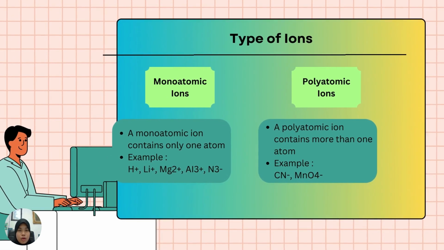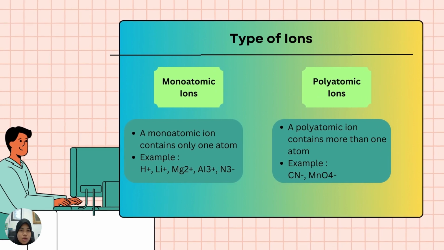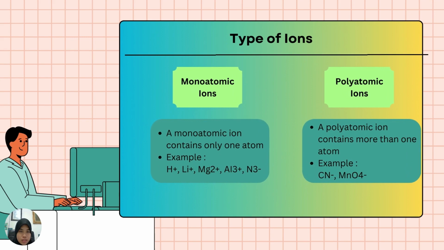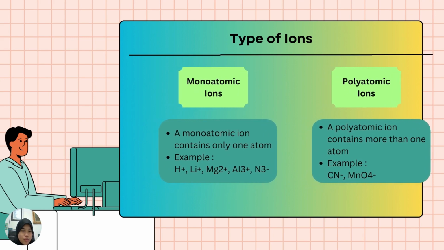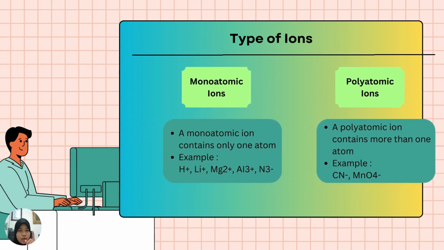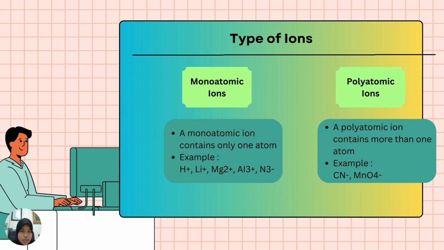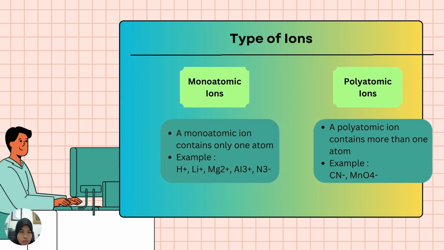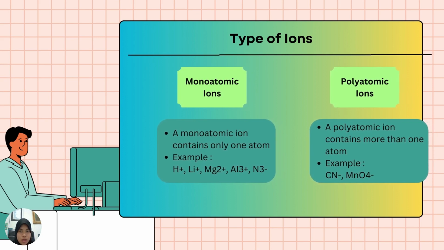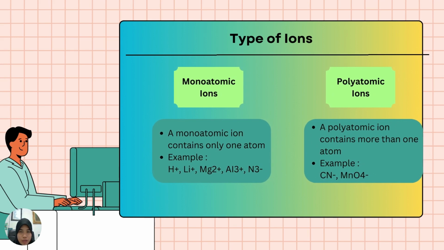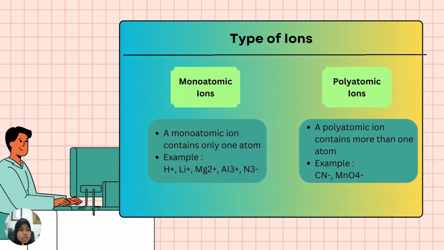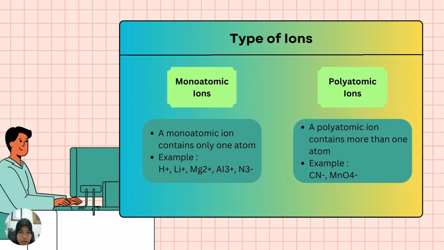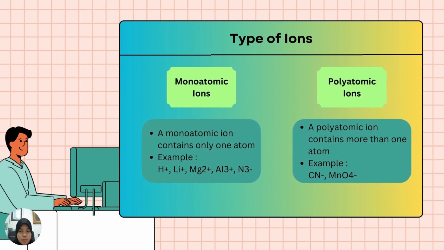We also have other types of ions. The first one is monoatomic ions, and the second one is polyatomic ions. A monoatomic ion contains only one atom. Examples are H+, Li+, Mg2+, Al3+, and 3-. And a polyatomic ion contains more than one atom. Examples are CN- and MnO4-.